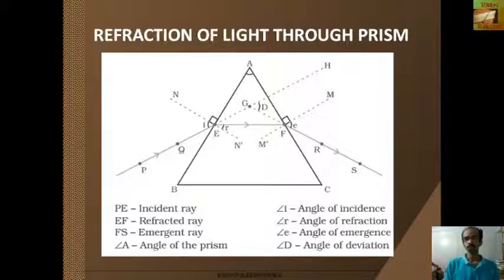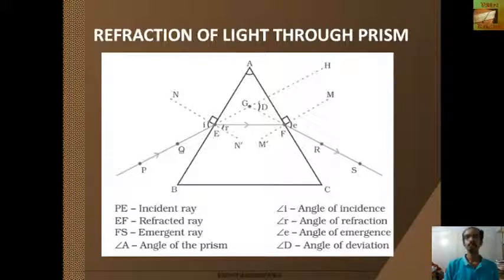A prism is formed of glass. It consists of two triangular bases and three rectangular faces. The angle between two rectangular faces is called the angle of the prism. In this figure, A is the angle of the prism. Now, we can see PQ is a ray incident at the face AB.